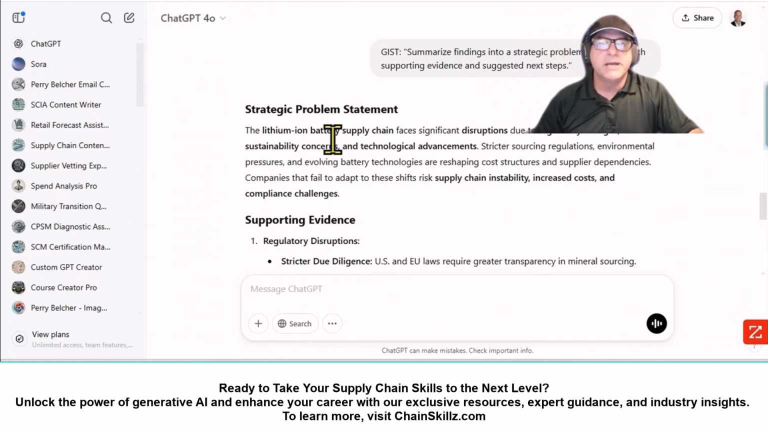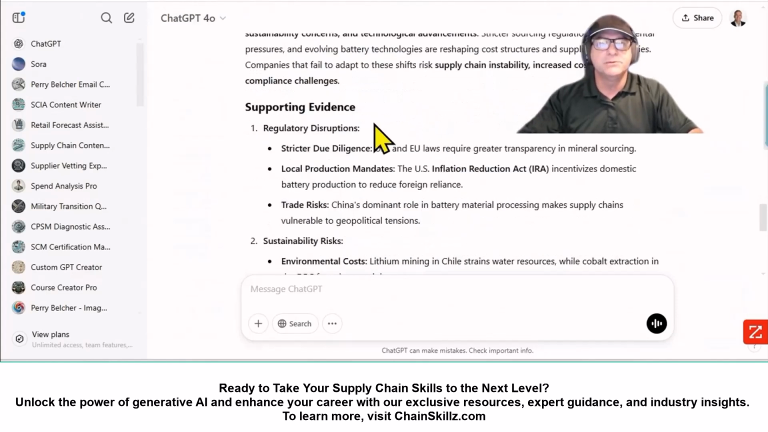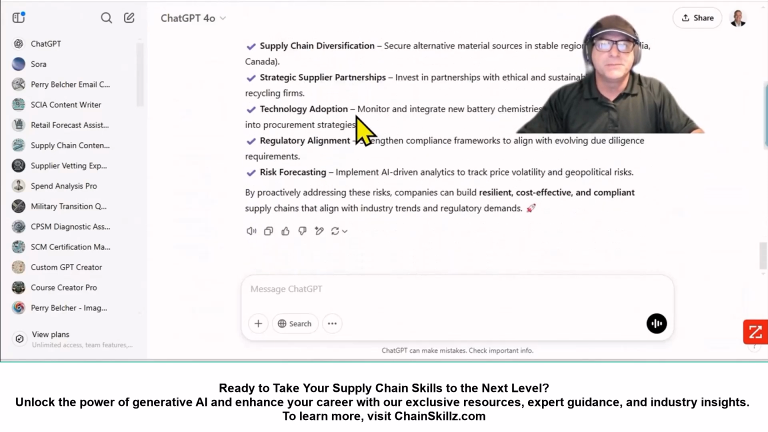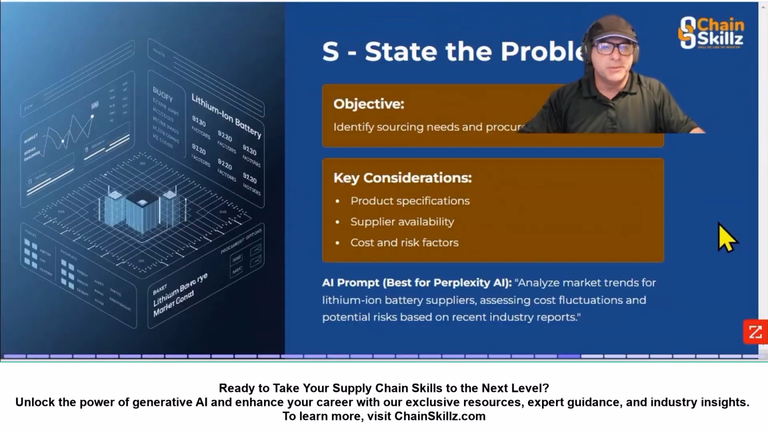The lithium battery supply chain faces significant disruptions due to regulatory changes, sustainability concerns, and technological advances. Stricter sourcing regulations, environmental pressures, and evolving battery technologies are reshaping cost structures and supplier dependencies. Companies that fail to adapt to these shifts risk supply chain instability, increased cost, and compliance challenges. Then it goes through and gives us evidence for why. Next steps. Perfect. So we've gone through and we've got a problem statement.